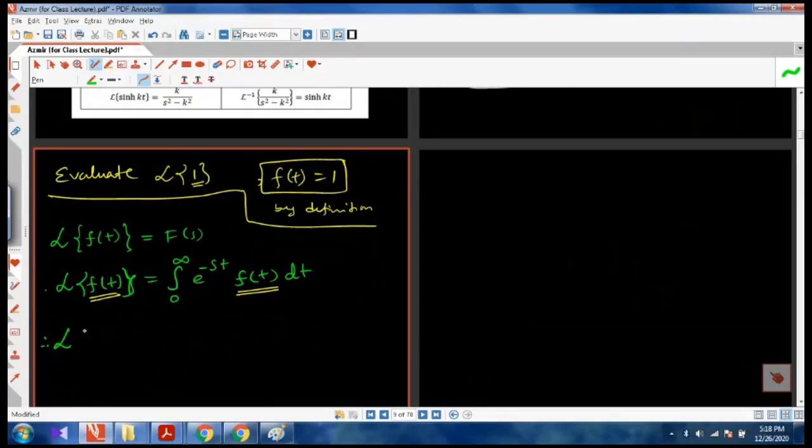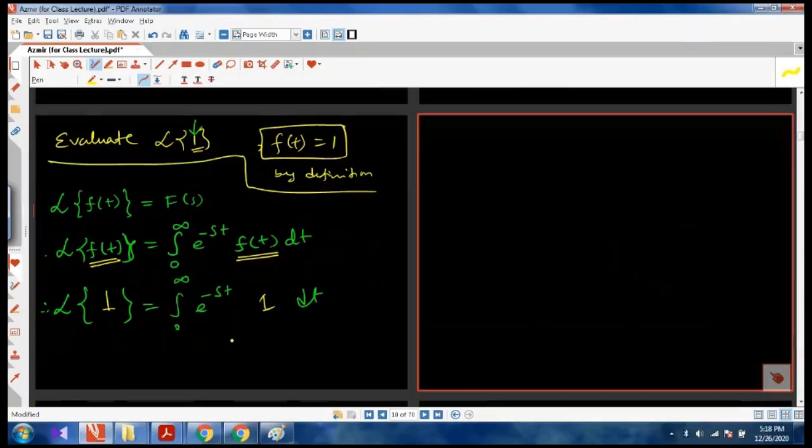Therefore, the Laplace transformation of which function? Our function is 1. So the Laplace transformation of 1 means that where we have f of t in the definition, we write just 1. This is our function. So it equals the integral from 0 to infinity of e to the power minus st dt, and the function is 1. Now we know how we can solve this integral.